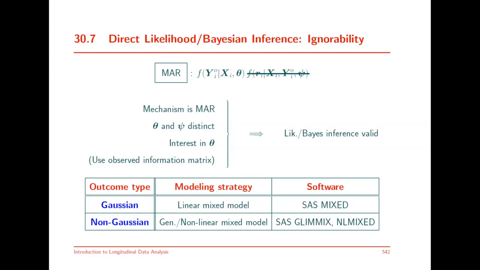So we're using likelihood, the mechanism is missing at random, and a few regularity conditions hold. In particular, that the parameters describing the outcome Y, theta, and the parameters describing the missingness process R are distinct of each other. That's usually a fairly trivial condition. So in that case, we can ignore the missing data mechanism.